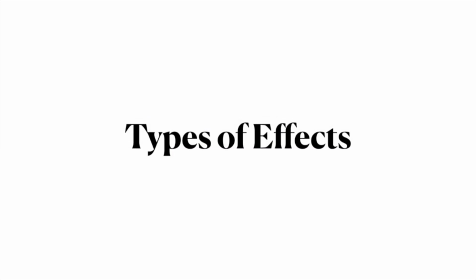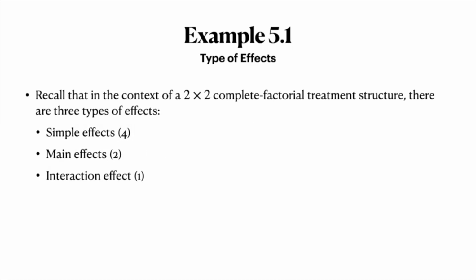All right, next, let's look at the various types of effects that we are interested in and can calculate in the context of a 2x2 complete factorial treatment structure. And so recall that in the context of a 2x2 complete factorial treatment structure, there are three types of effects. We have simple effects, of which there are 4. We have main effects. There are 2 of those. And then we have an interaction effect. Now we can think of that interaction effect in 2 different ways, but as it turns out, as we'll see, there's actually one value for the interaction between our 2 factors A and B.